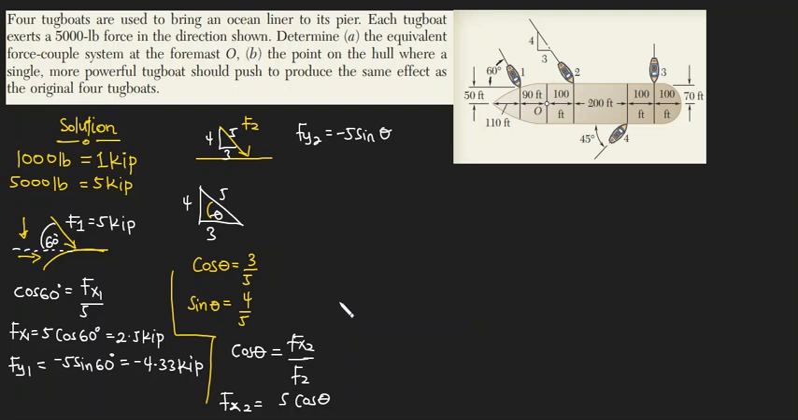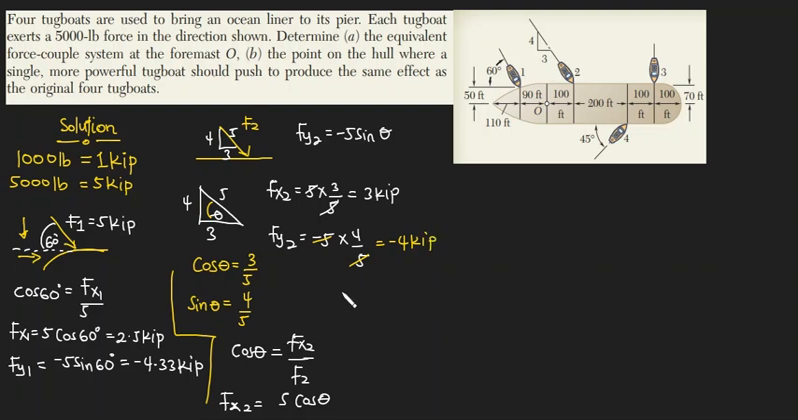But we know that cosine of theta is equal to 3 on 5. So we are going to have Fx2 equal to 5 multiplying 3 on 5, and then this and this will cancel out. So then we're going to have 3 kip. And then for Fy2 also, you're going to have minus 5 multiplying 4 on 5, and they are going to cancel out. So at the end, you're going to have minus 4 kip.